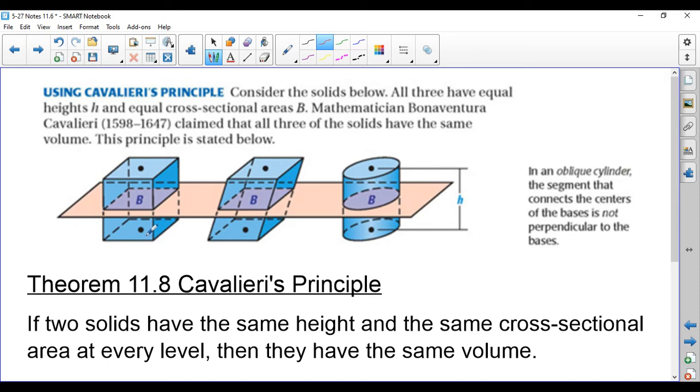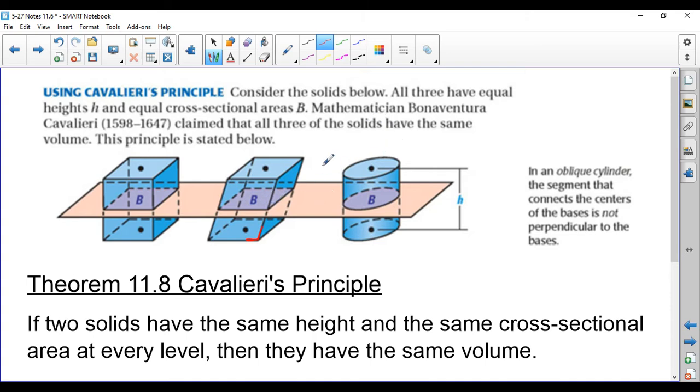This is a right rectangular prism. This is an oblique rectangular prism. So you can see that the bases are not directly on top of each other. The angle here is not a right angle. So these lateral faces are now parallelograms instead of rectangles.